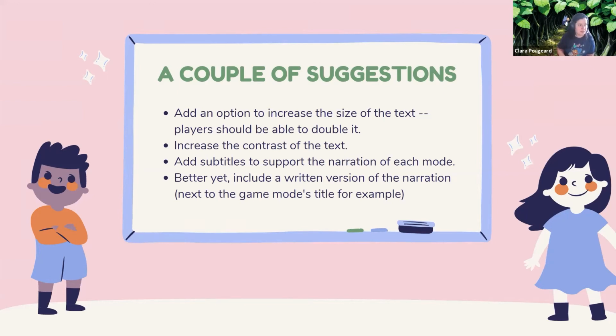And also adding subtitles to support the narration of each mode, I think it's really cool. Even better, I think, would be to include a written version of the narration next to the game mode's title, for example. I think it could really help, so if you miss it, you can just reread it instead of having to restart the game to listen to it again, which is ridiculous.